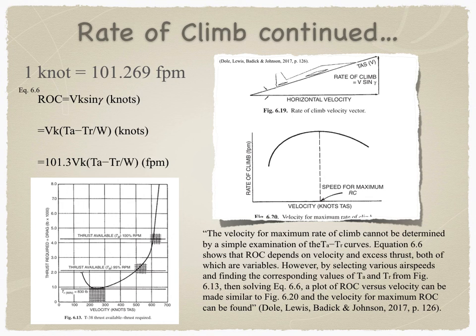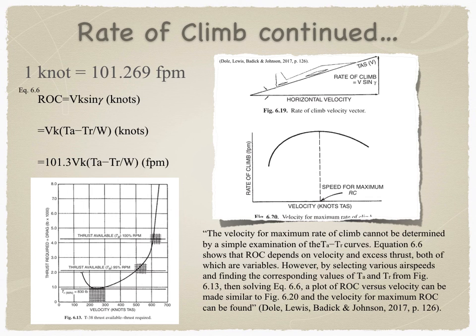So where did the 101.3 come from? Why is that in there? Well, that comes from that 1 knot equals 101.269, and they rounded it up to 101.3. So that's why they have it in here, because you're taking knots and they want it in feet per minute. So you're converting the knots to feet per minute, and that's why they're multiplying this equation by the 101.3.